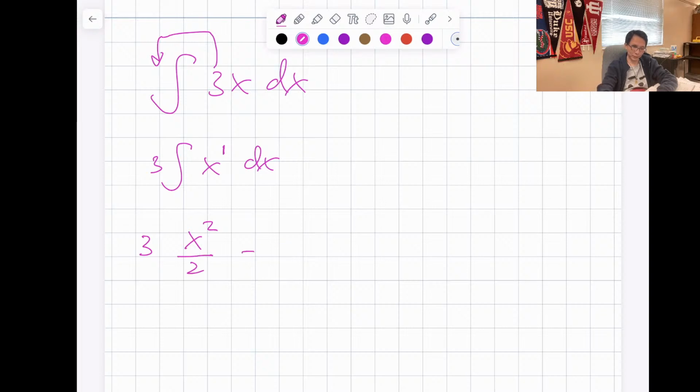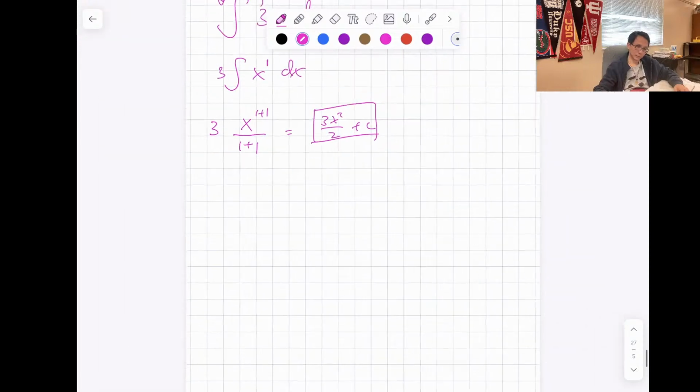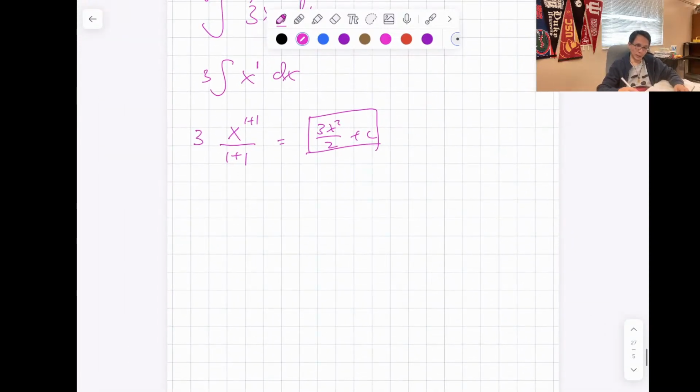Why is it 2 over 2? Because it's x to the 1 plus 1 over 1 plus 1, right? Does that make sense? So it'd be 3x squared over 2. If you take a derivative, the 2's can cancel. And that's it. Is this okay? Next, the integration of square root of x dx.